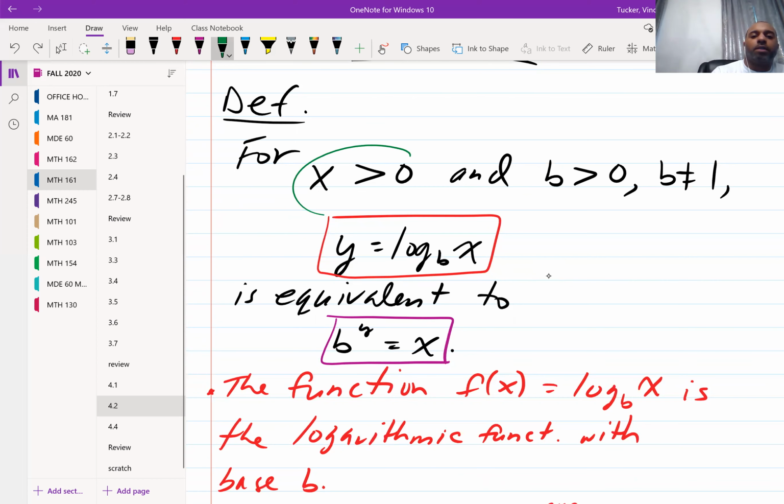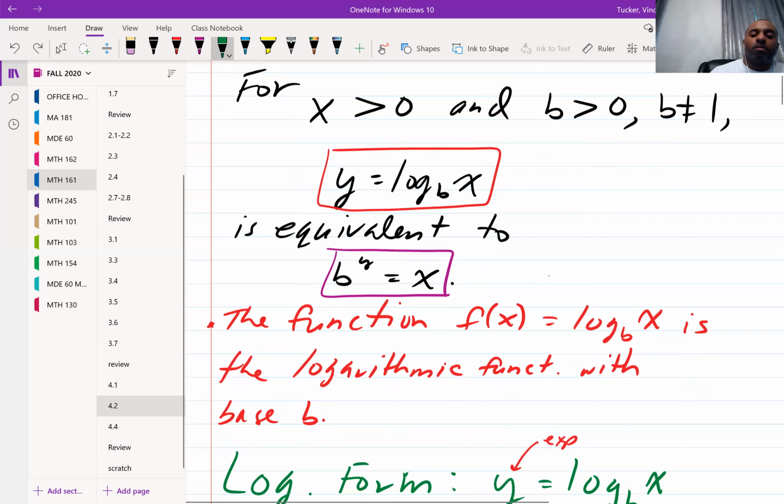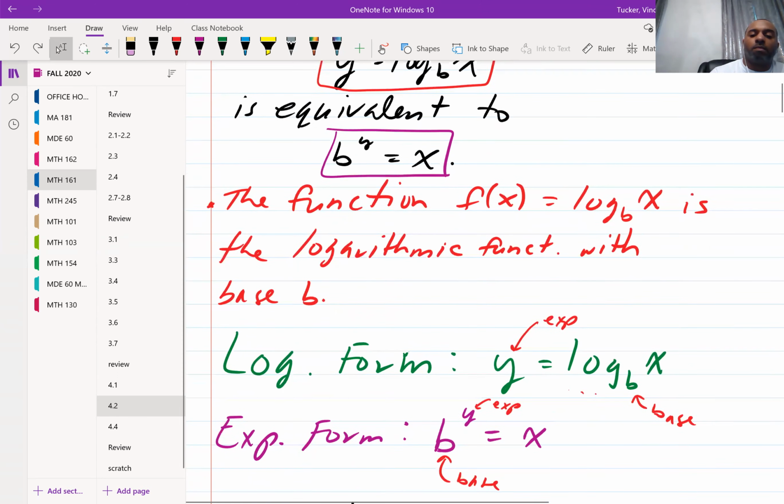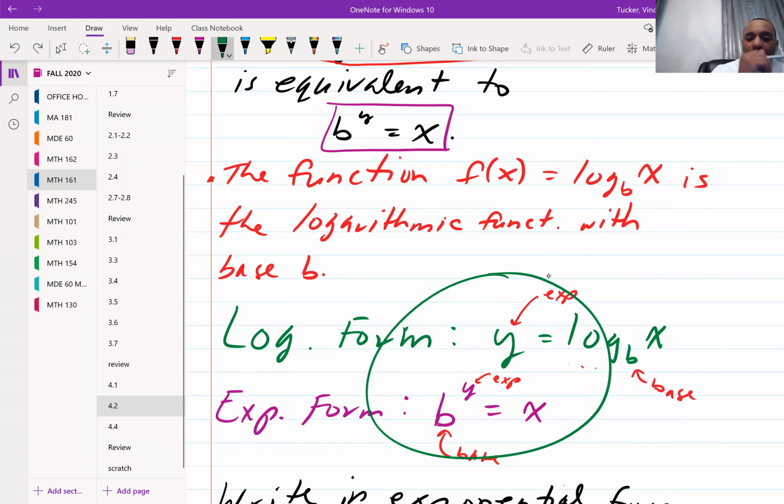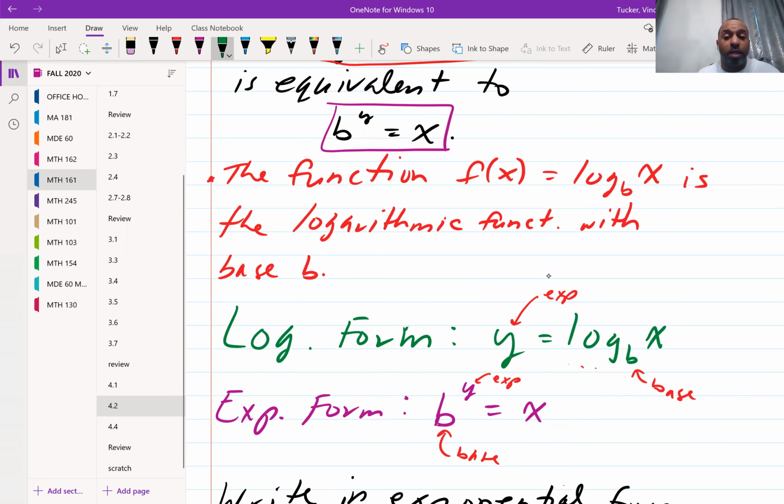Also notice the details. X is positive, your base b is positive, and of course your base is not equal to 1, and you'll see why when we get into the properties. All right. And so here I was just re-emphasizing the log form versus the exponential form, and how your base is always going to be the base, whether it's the base of your exponent versus the base of your log. Y would be your exponent.